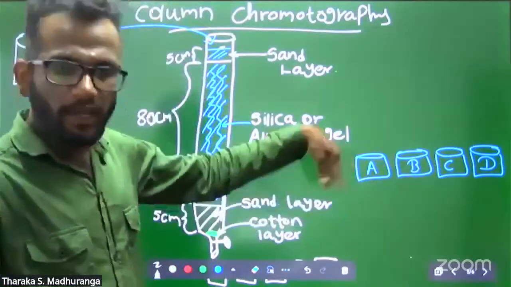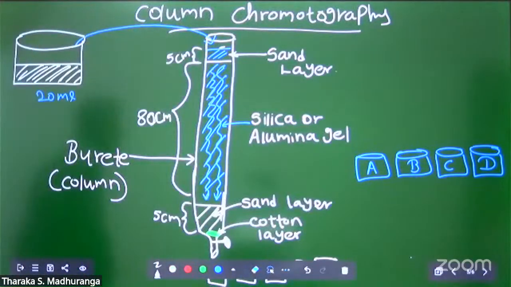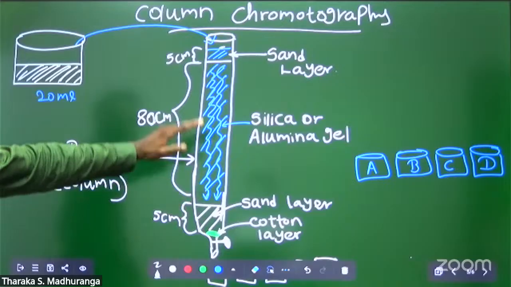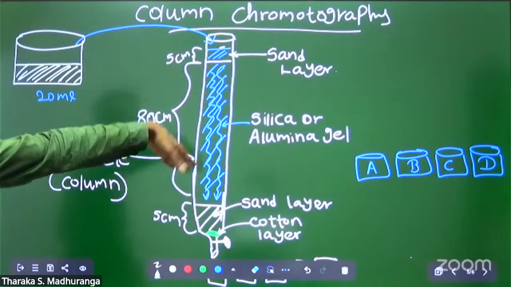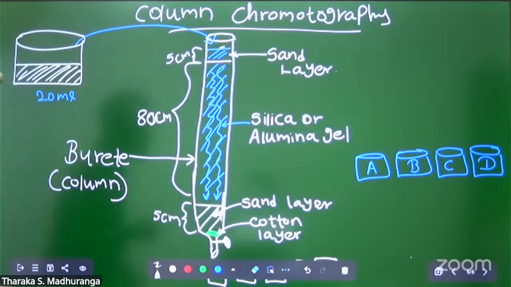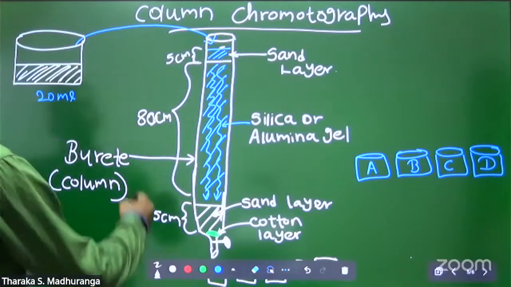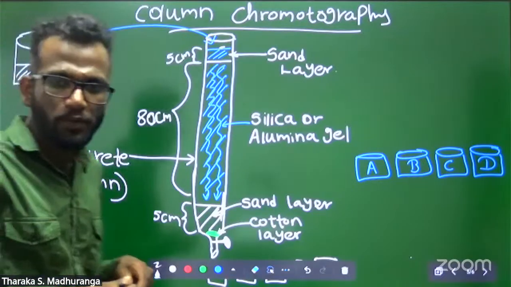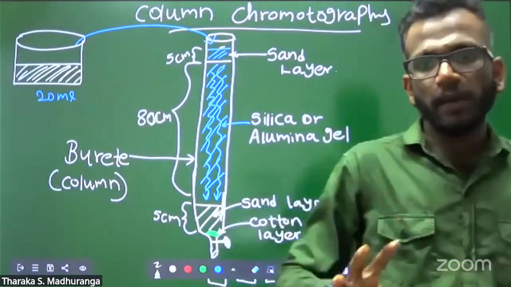Up to now, okay. There is another step. Any part unclear? I'll explain again if there is any doubt in any step. What do I need to do? First of all, prepare the column with these layers: the cotton, sand, silica gel, silica or alumina, and sand layer. Then, if there is any crude product with a huge amount of impurities, we can separate it by this column.